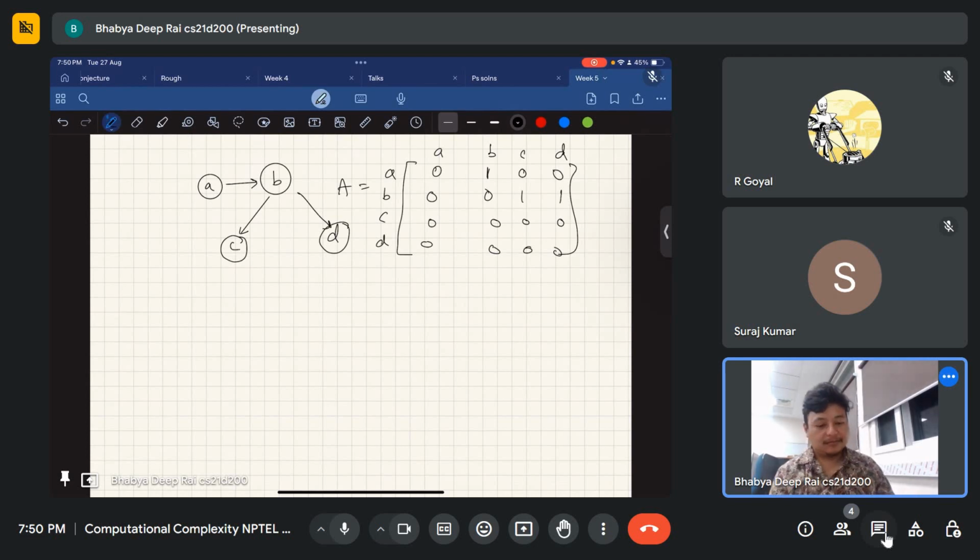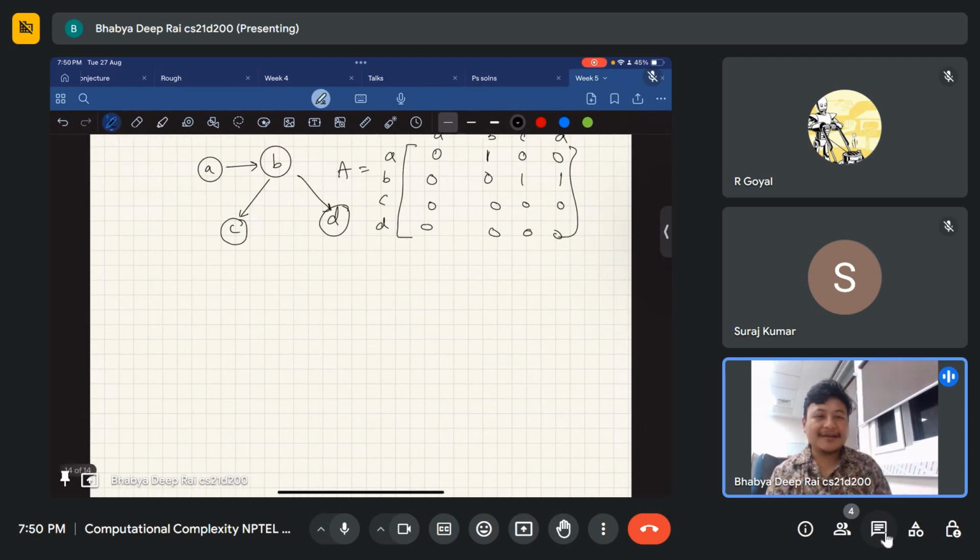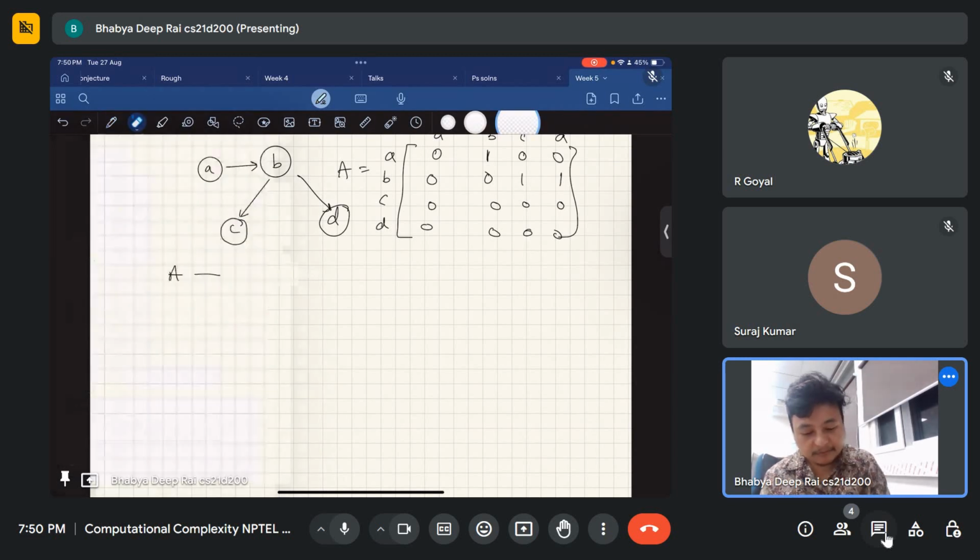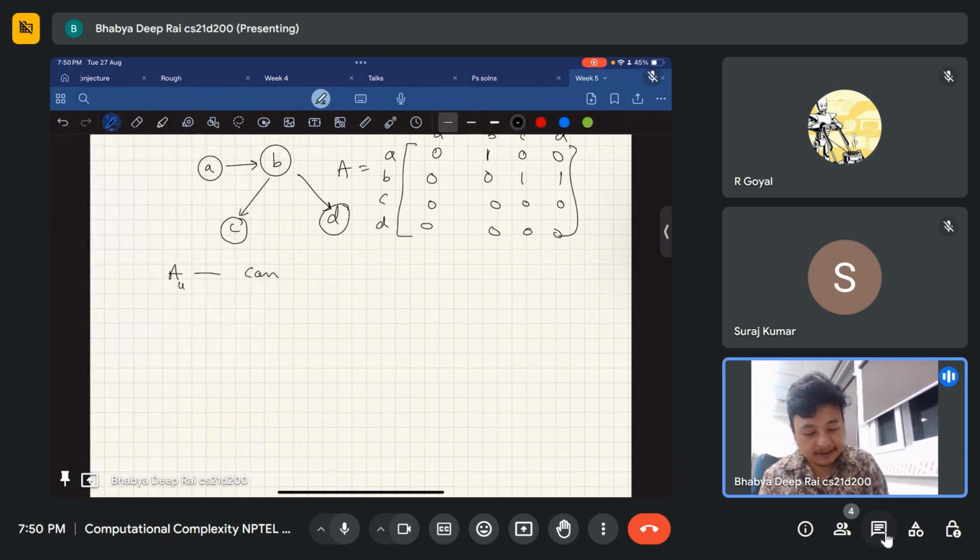Now, what does the adjacency matrix represent? Whether one vertex is adjacent to another or not. Now, another way of viewing the adjacency matrix is that an entry at position UV means: can I reach V from U in one step? Think of it as walking through the graph. Traversing one edge is one step.